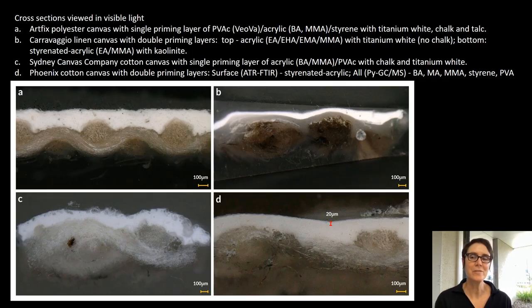Priming layers were also investigated by preparation of cross-sections. Only 32% of samples contained a single priming layer, often with a regular thickness, and you can see some single priming layers here in figures A and C. Others appeared as double layers. Double priming layers included combinations of acrylic over styrenated acrylic, such as figure B, acrylic over acrylic PVAC copolymer, figure D, and oil over styrenated acrylic, which is not shown in this slide.